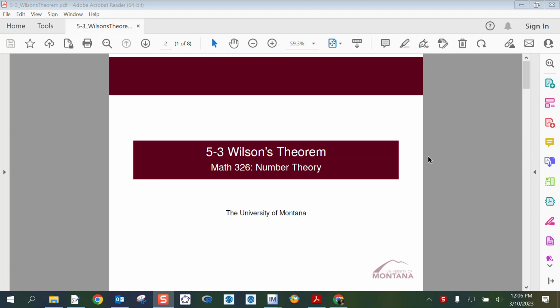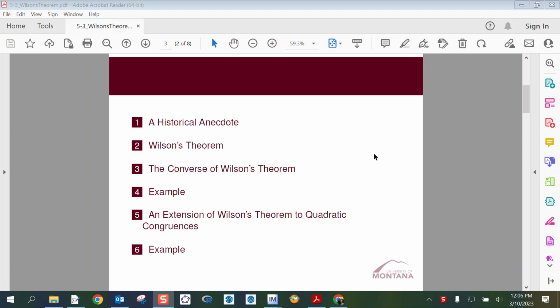Okay, well, let's take a look at what's on deck here. I want to start out by telling you a little bit about the history surrounding this particular theorem. It's surprisingly recent. And then I'll go ahead and just present Wilson's theorem, and we'll work through the proof. We'll talk about the converse, and then I'll give a quick example. And then we'll spend some time talking about how both Wilson's and Fermat's little theorem come together to give us a little intuition about quadratic congruences.